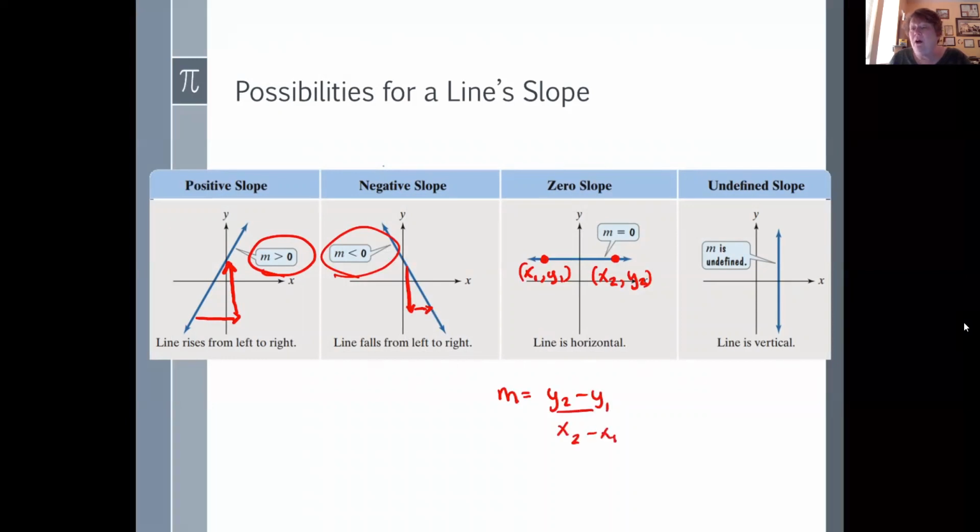well, the y values on a horizontal line are constant. This is the equation of a line where y is always the same number. It's constant. So y₂ and y₁ are exactly the same number. So the slope would be 0 over x₂ minus x₁. When you have a fraction whose numerator is 0 and the denominator is not 0, then that is 0. So a horizontal line's slope is 0. Well, how about a vertical line? Again, what's the slope?